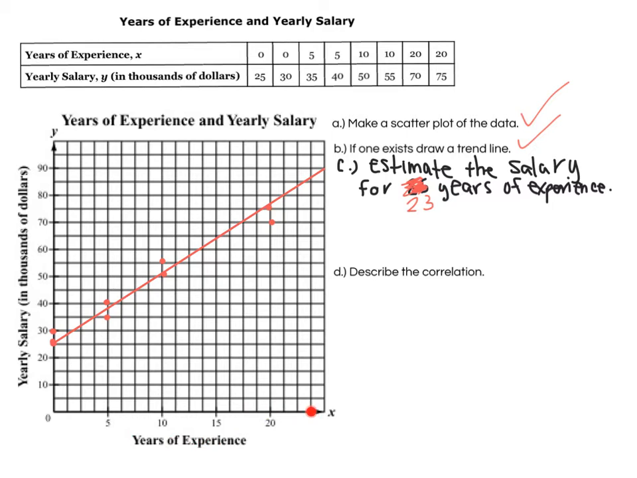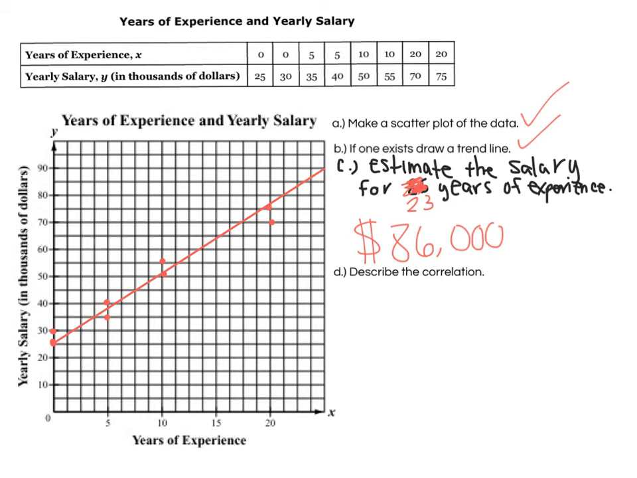The y coordinates then, I want to check how much money, how much the salary would be for 23 years. I just go up to my trend line, and it's just slightly above the 85, right? So we'll say that's close to 86,000. Okay, so according to our trend line for 23 years of experience, it looks like it would be about, and we'll say 86,000 because it's just above 85.